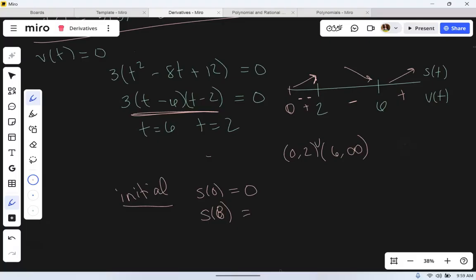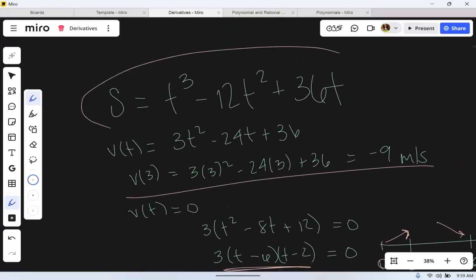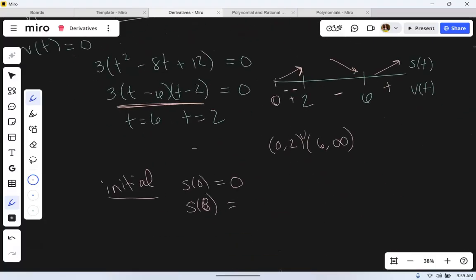Plug in 8 into the position equation. So S of 8, what is it, 32? So what's the displacement over the first 8 seconds? 32 meters. Don't forget the meters. Sometimes that can garner you a whole point just from having the units right.